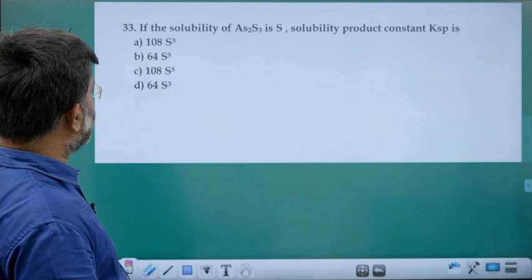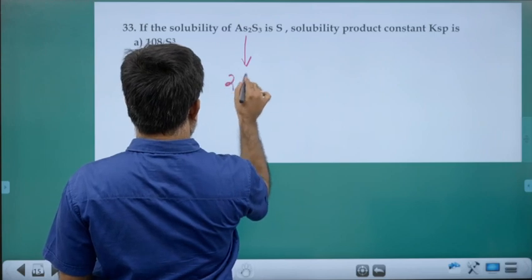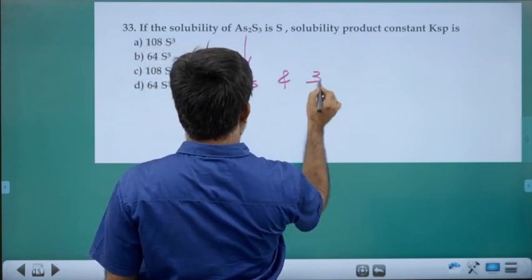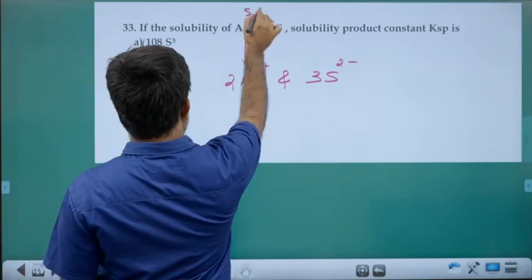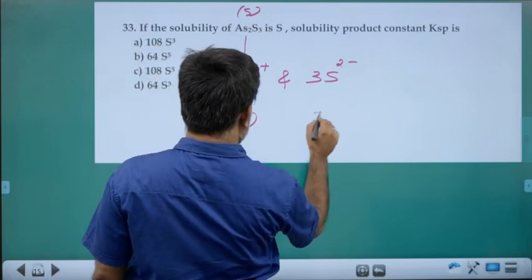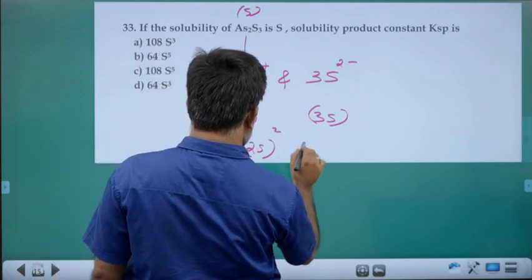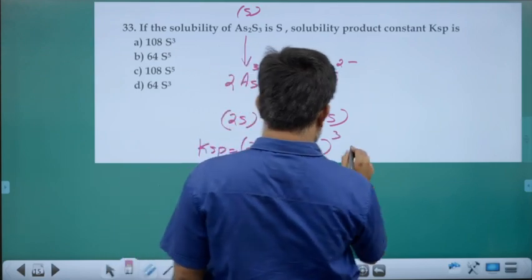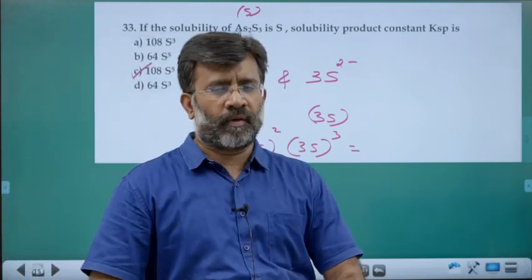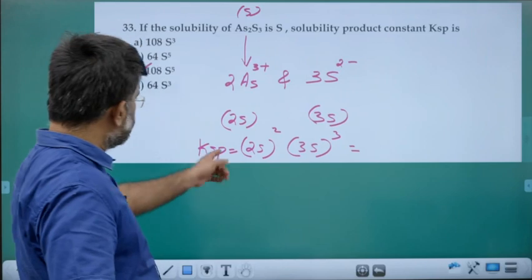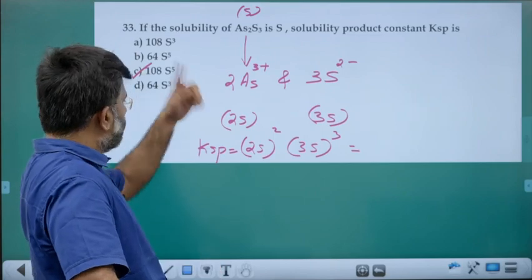Solubility of As2S3 is S. Solubility product constant is, you have learned. This will give you 2 As and 3 S2 minus. So if solubility is S, here it is 2S, here it is 3S, and Ksp is equal to (2S) the whole square times (3S) the whole raised to 3. You will get option C, 108S raised to 5. 2S the whole square is 4S square, 27S raised to 3, that will be 108S raised to 5.